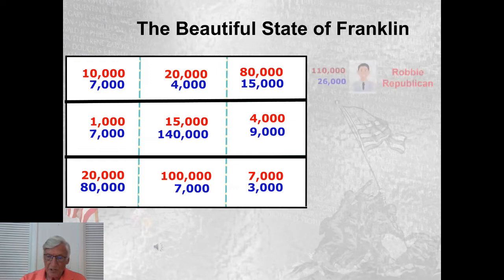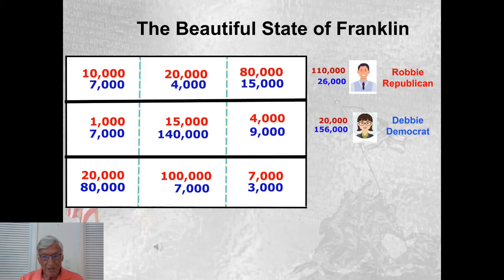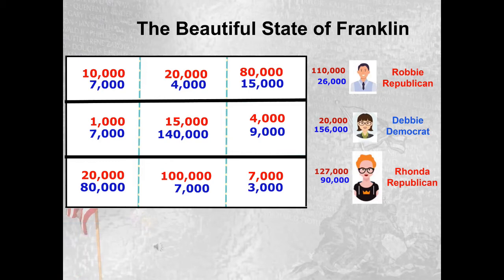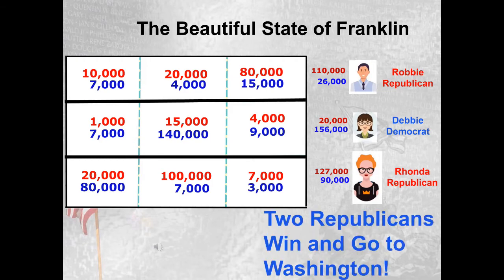And so the vote is taken. And in that northern district, 110,000 to 26,000, Robbie Republican wins. In the center district, with 156,000 Democrats to 20,000 Republicans, Debbie Democrat wins. And down in the south, 127 to 90,000, Rhonda Republican wins. And so 2 Republicans win and go to Washington.